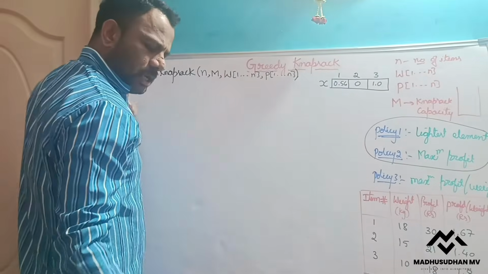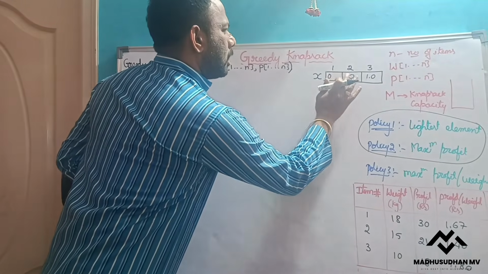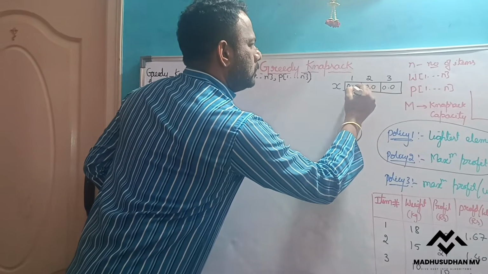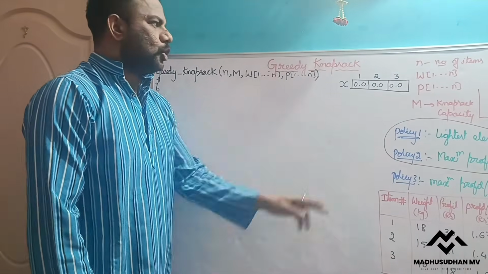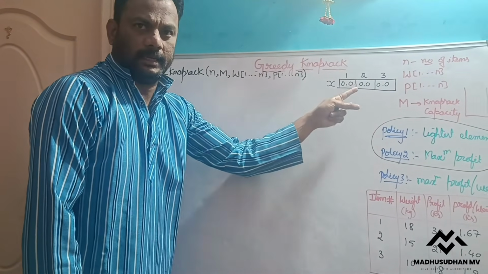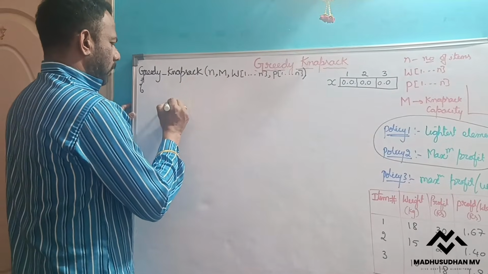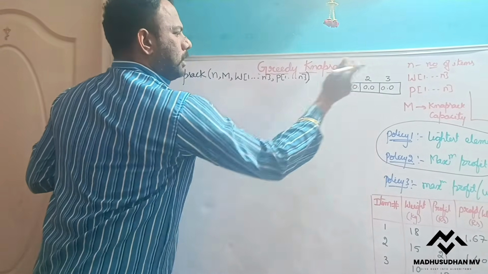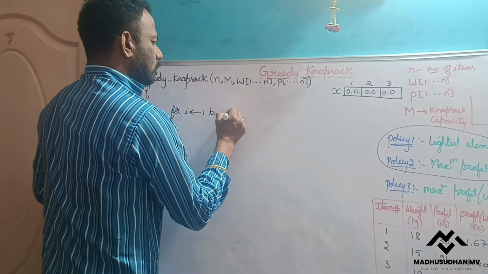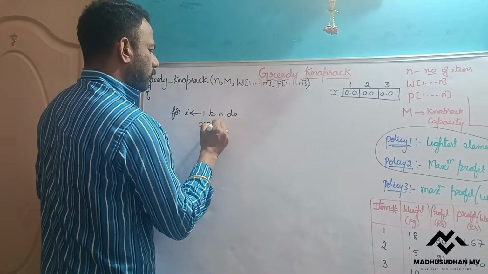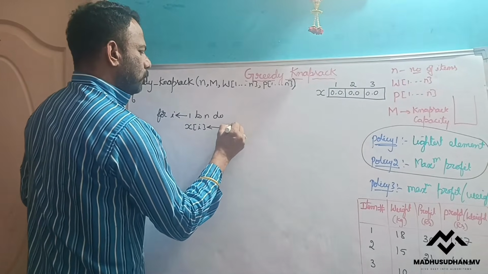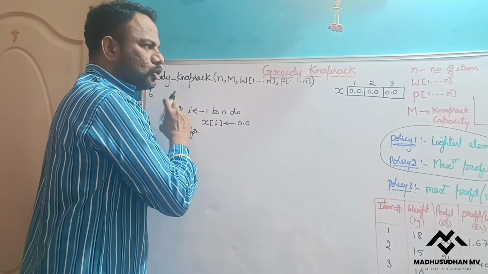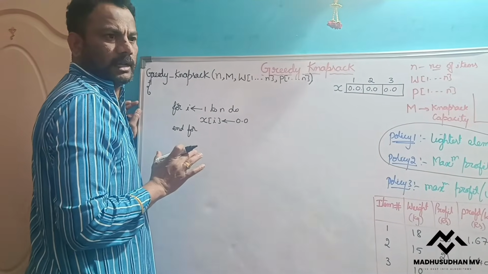Now I'm coming to that. Initially I will make all of them 0.0, 0.0, 0.0. To make this output vector x zero, I am using one for loop. For i equal to 1 to n, you do what? x of i, I am storing 0.0. That's it. This for loop is just to initialize the output vector or solution vector.